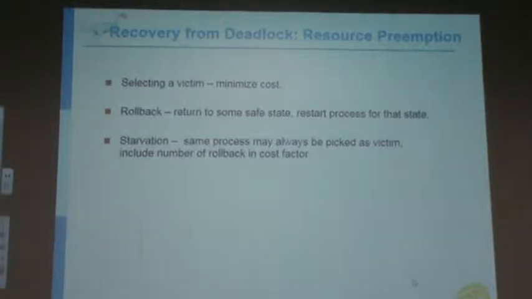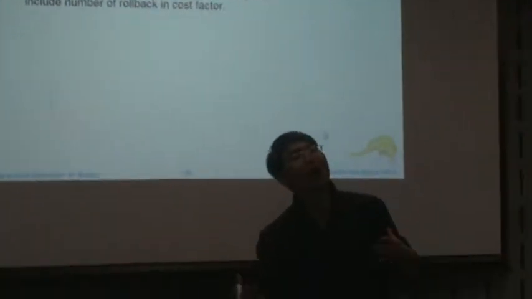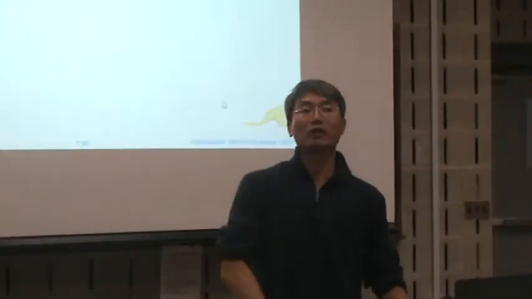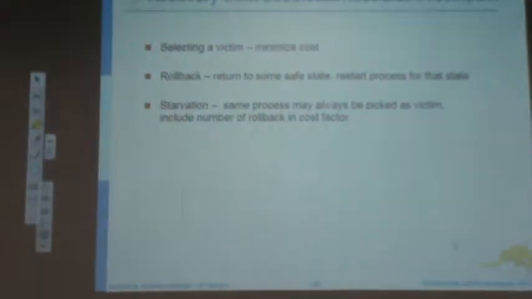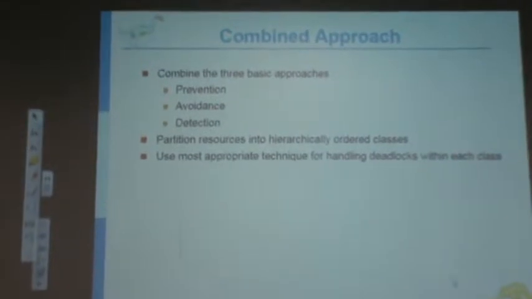But anyway, when you select the victim, it should minimize the total cost. However, you need to consider the starvation problem, because sometimes there might be certain processes that can always be a victim. If you just consider the priority, if there exists a process with the lowest priority, it can be the victim every time. So you need to consider such a thing.